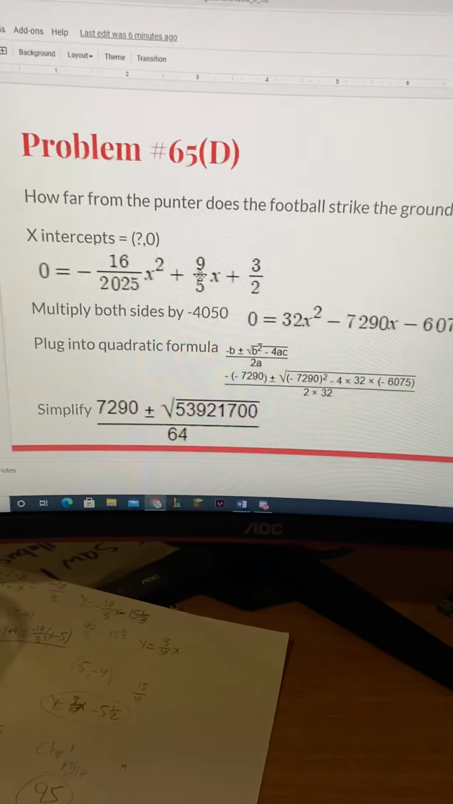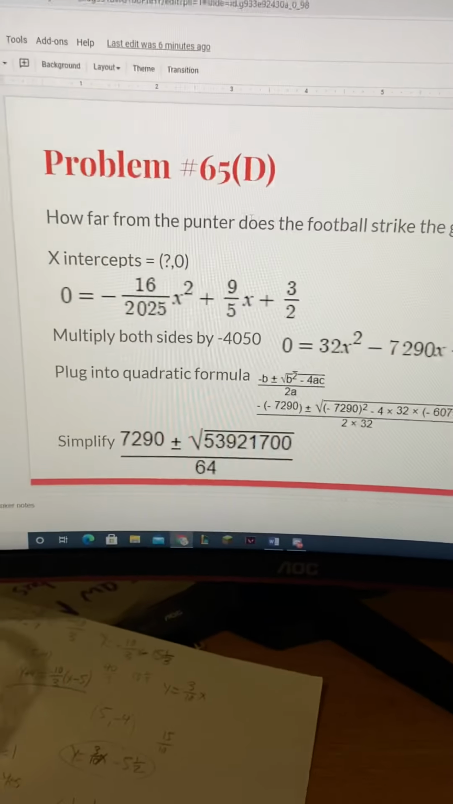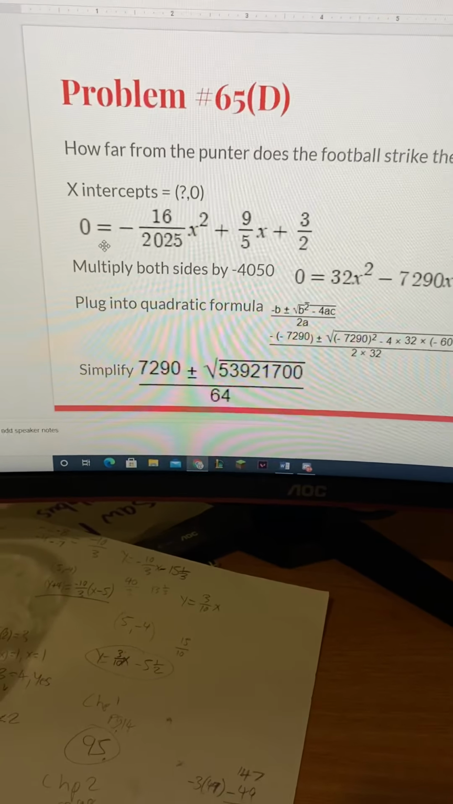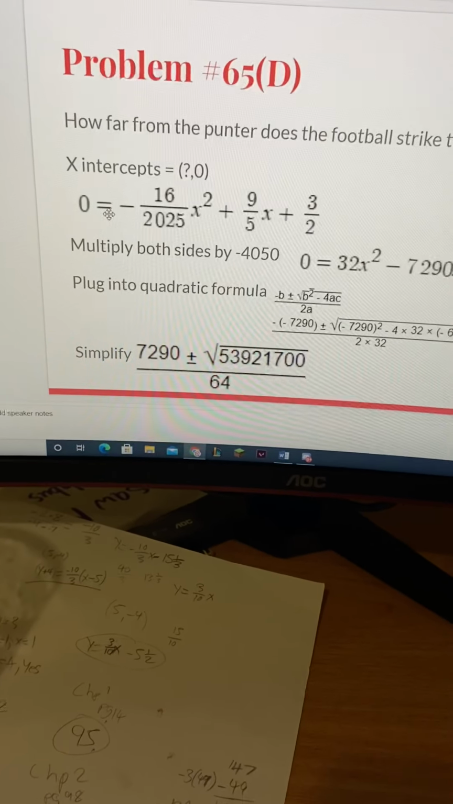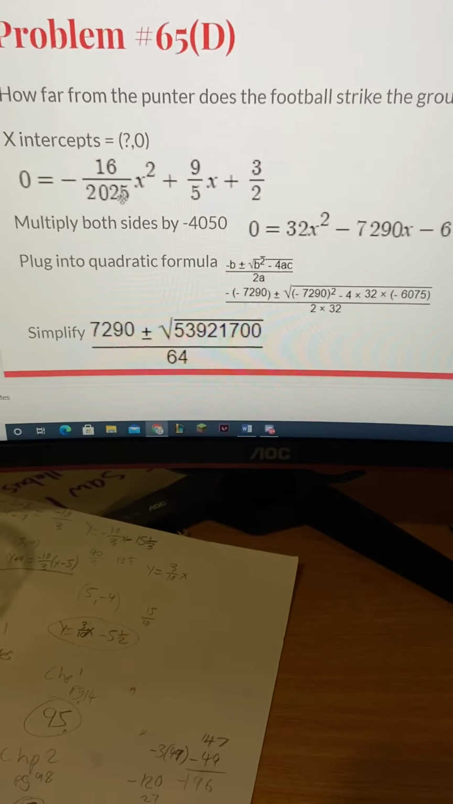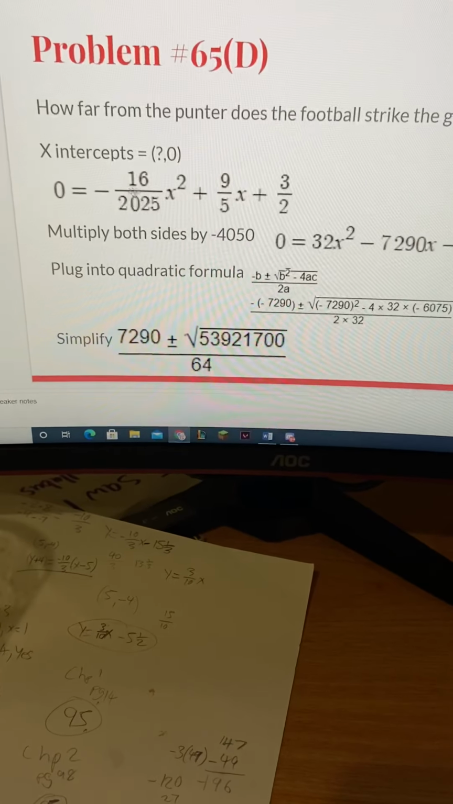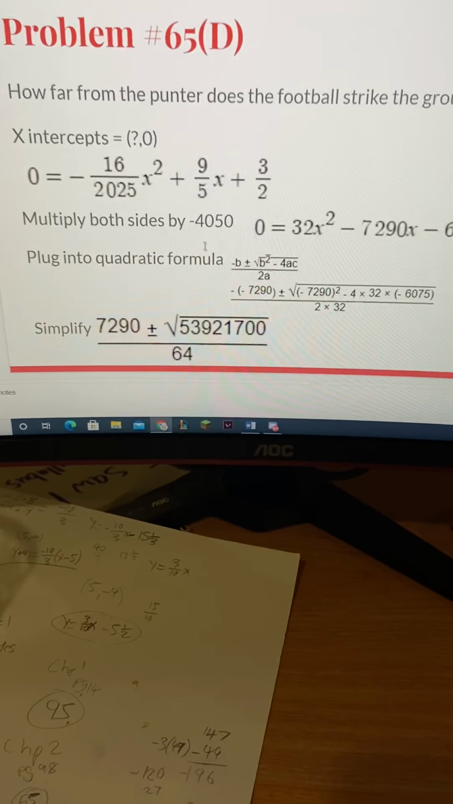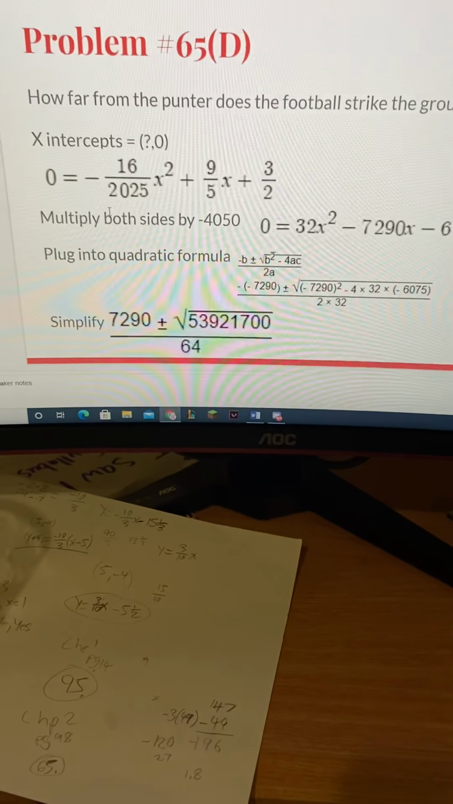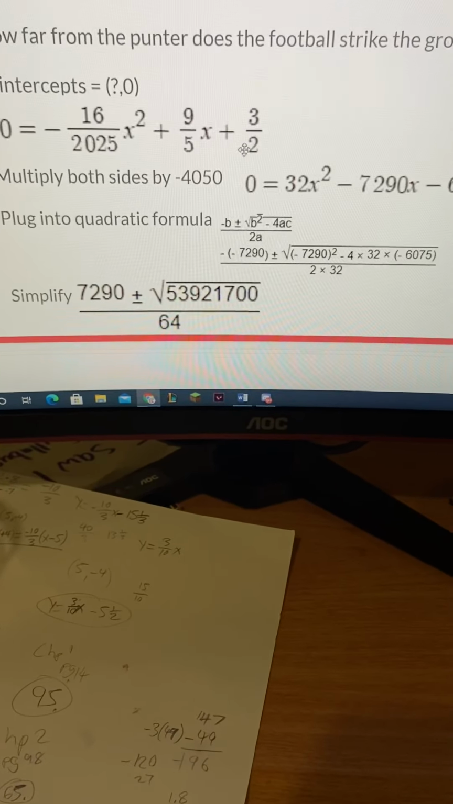Part D. How far from the punter does the football strike the ground? For this part, we're going to need to find the x-intercepts, also known as the zeros. So for this part, I set the equation equal to 0. In order to get rid of the fractions and find the zeros, we're going to need to get rid of these fractions. The number I found was negative 4,050. You can divide by negative 450 from all these numbers.